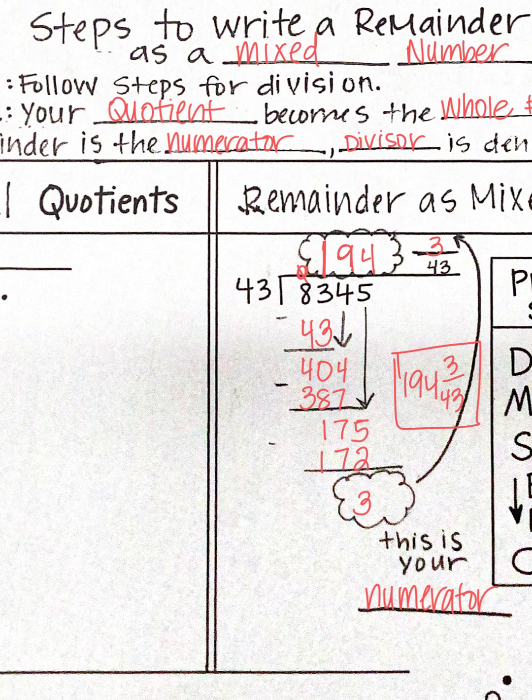So literally all you have to remember is just pull your remainder up, put it as your numerator. Your denominator will always be your divisor, always. Okay? Okay, that's how you write it as a mixed number. You have these notes, so you'll be able to go back and look at it and see.